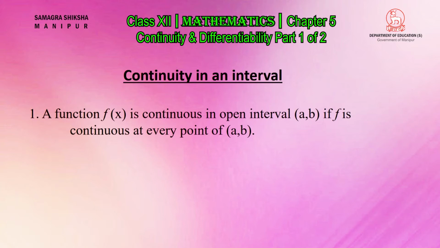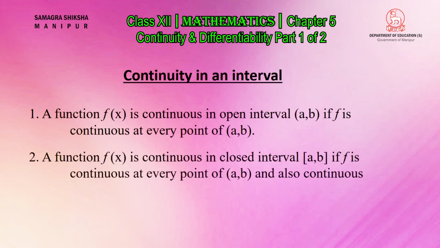In an open interval (a, b), the endpoints a and b are not included. We check continuity at every point inside the interval, wherever the points lie between a and b. If the function is continuous at all of them, we say that the function is continuous on the open interval (a, b).